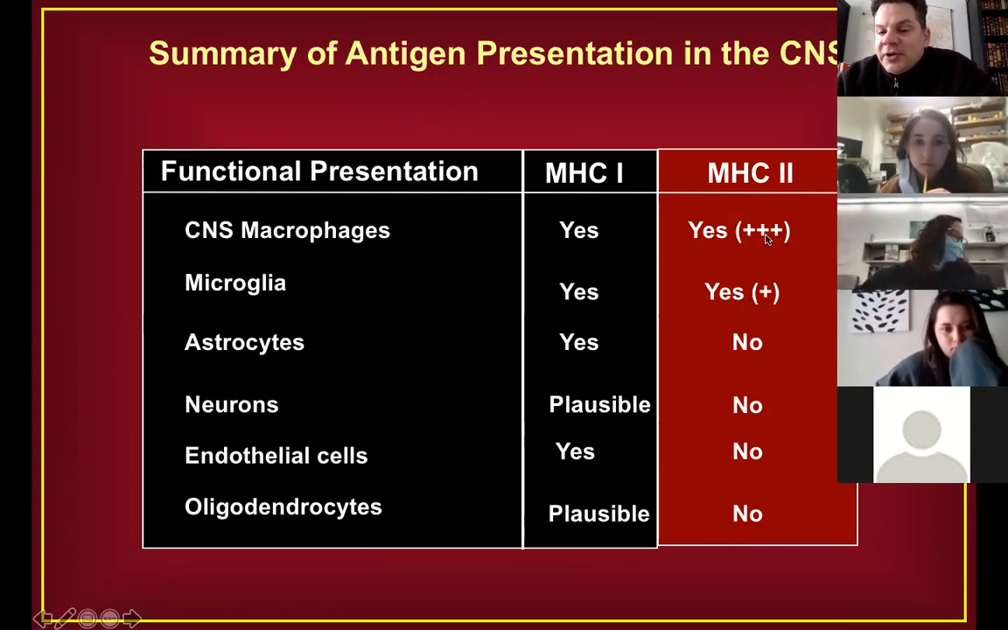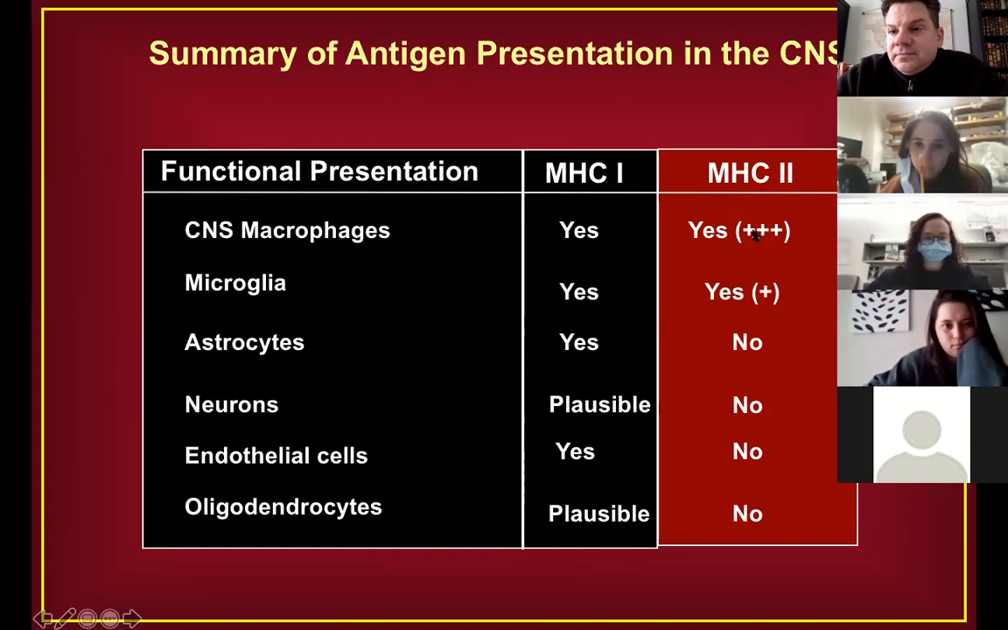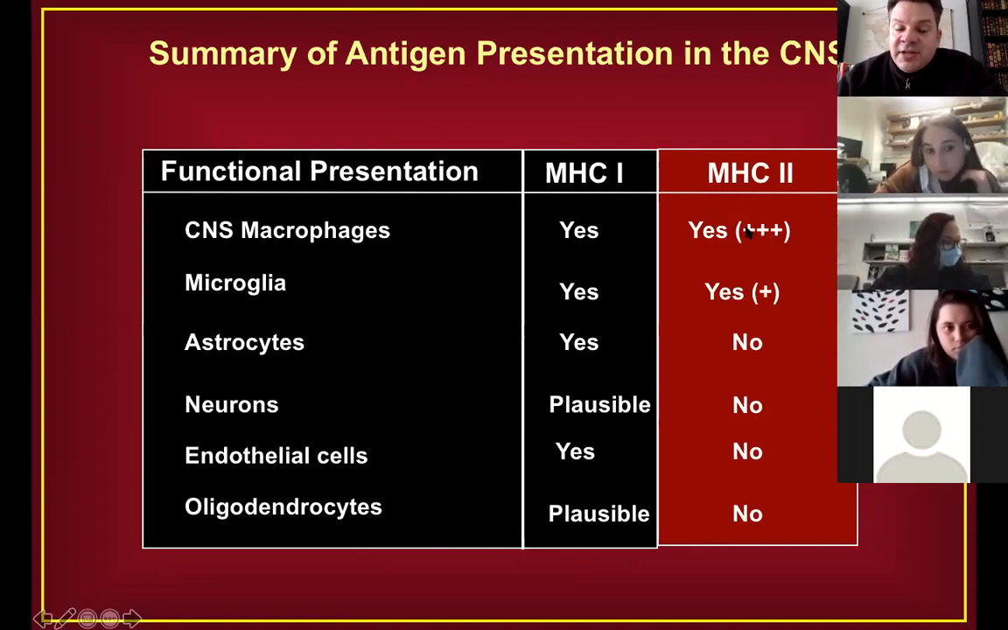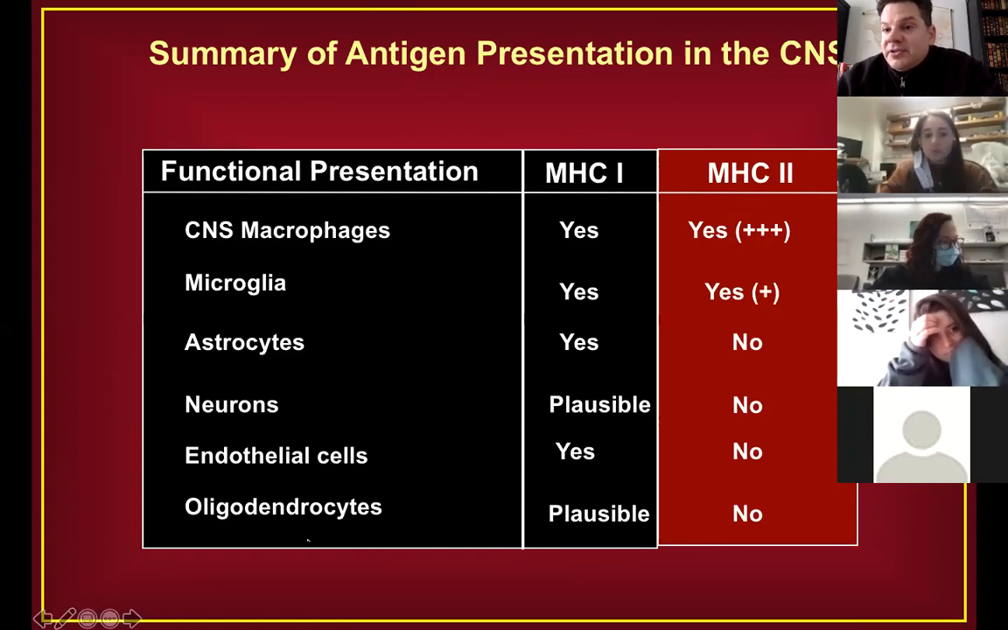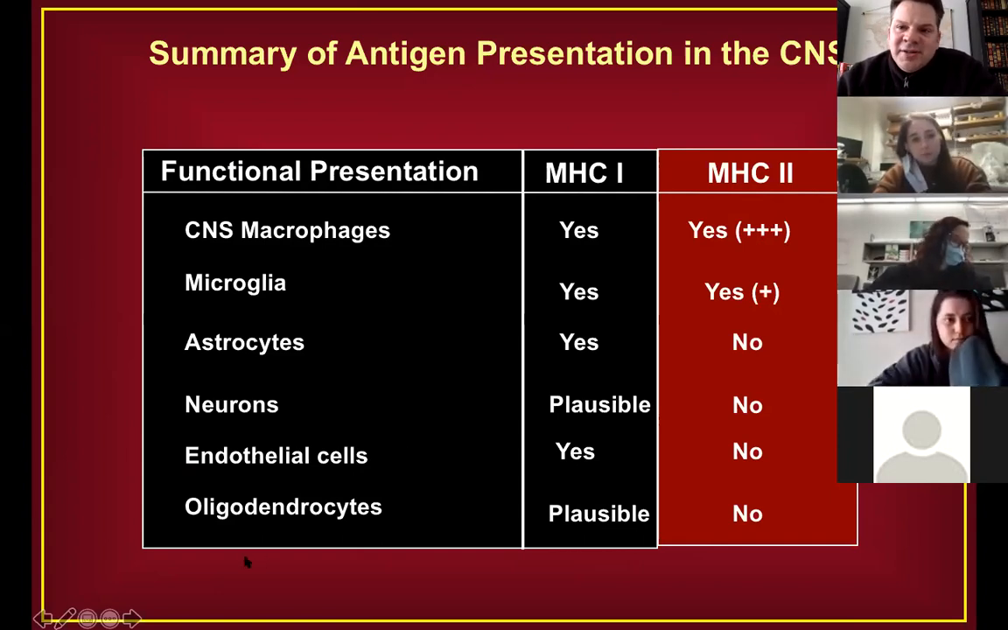And the reason these plus marks are here is because if you were to look at them side by side, on a per cell basis, on their ability to cause functional responses in T cells, which one's better, do you think? Macrophages. Exactly, right? So anytime you compare a CNS macrophage to a microglia, it's much better at those adaptive immune functions, highly more efficient. And that's what they're built for, all right? So microglia have the capacity to do it, but it seems to be very context dependent and way more limited.